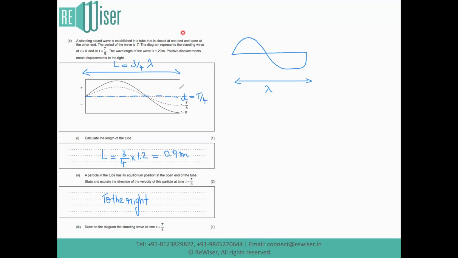Furthermore, at t equal to T by 2, we notice that the pattern formed is exactly the mirror of what is formed before. And at time t equal to capital T, the standing wave pattern formed will be exactly as such. This concludes the solution to the entire question.